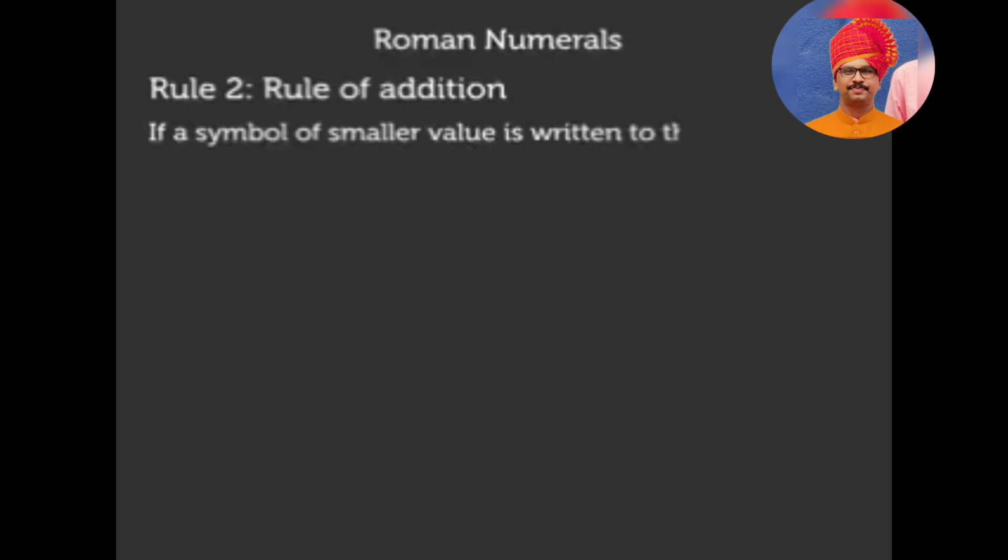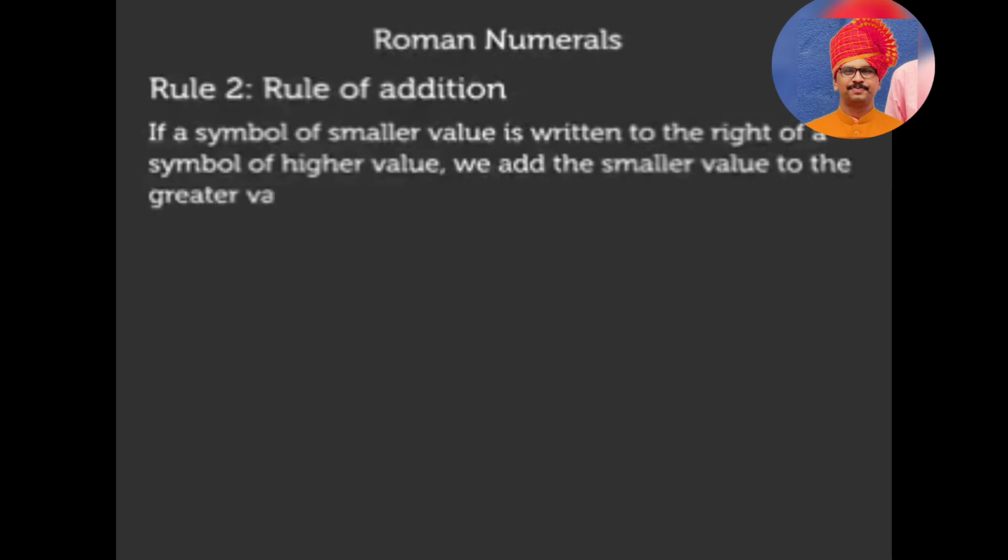Now let us look at the second rule. Rule of addition. If a symbol of smaller value is written to the right of a symbol of higher value, we add the smaller value to the greater value. XI. X has a value of 10 and I has a value of 1. So the Hindu-Arabic number for this Roman number is 11.